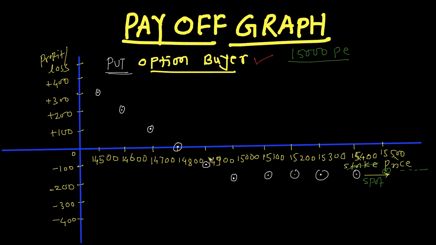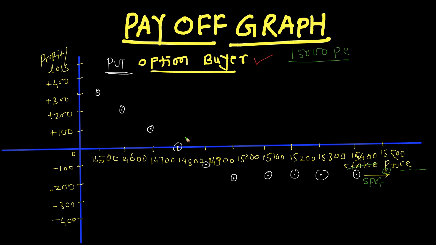We saw that at 14,900, his loss is only minus 100 rupees. At 14,800, he has no loss, no profit, so that is zero loss, zero profit. So we'll get a point here. At 14,700, he will get a profit of 100 rupees. At 14,600, a profit of 200 rupees. At 14,500, a profit of 300 rupees. At 14,400, a profit of 400, and so on and so forth.